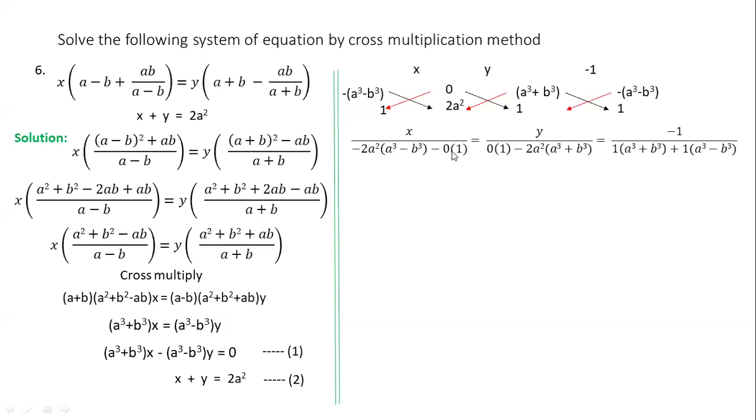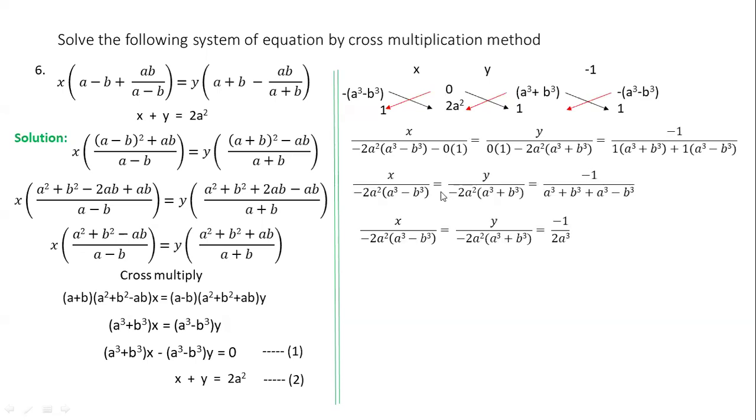So this one, 0 into 1 is 0. This is also 0. So it will be like this. When you take the next part, it will be x upon 2a into a minus b into BC is equal to y upon minus 2a square into a raised to 3 plus b raised to 3 is equal to minus 1 upon this.